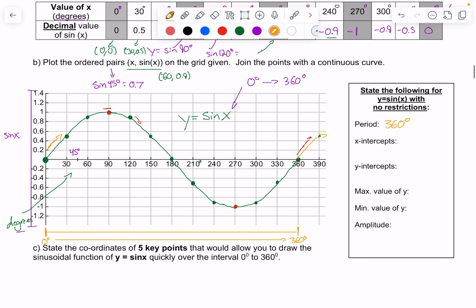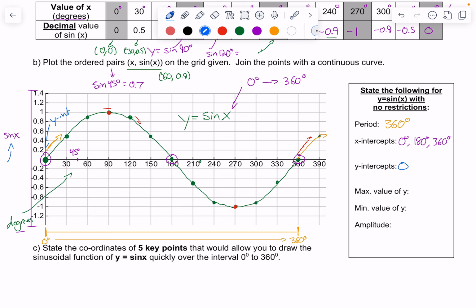Okay, x-intercepts. Well, let's look. X-intercepts, there is one here, and one here. So those are occurring at 0 degrees, 180 degrees, and 360 degrees. Where does the y-intercept occur? The y-intercept is right here. So that happens at what value? Well, it's a y-intercept, so you're not giving it values of degrees, you're giving it ratios, right? You're giving it what value of sine x it is at the intercept. So in this case, it's going right through the origin, so it's just 0.